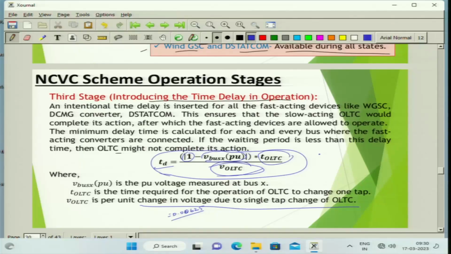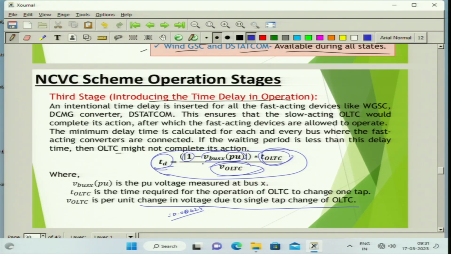If the OLTC is present, it would certainly take some time to complete its action, because we know the voltage profile at that specific bus. For that voltage, how much time the OLTC will take to act, we can understand. That is what this T_D is, because the time of operation of the OLTC is fixed, that is known. For one step change in tap, how much time it would take is known, and the change in voltage is also known.